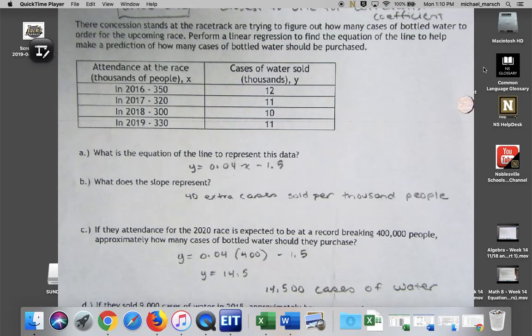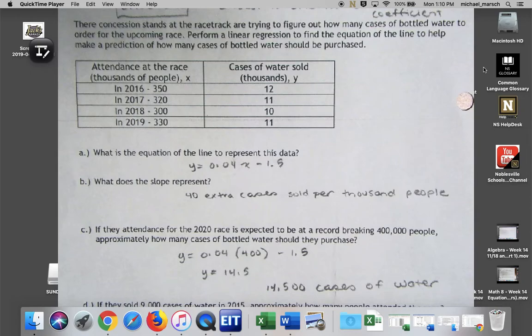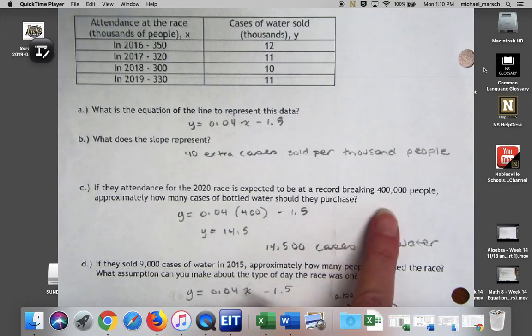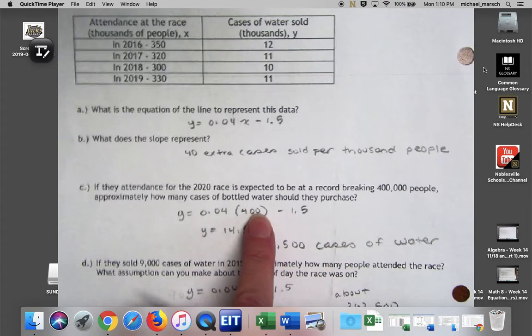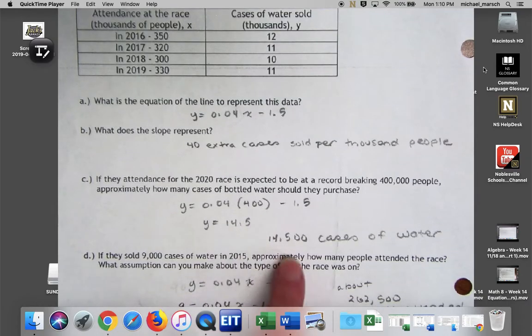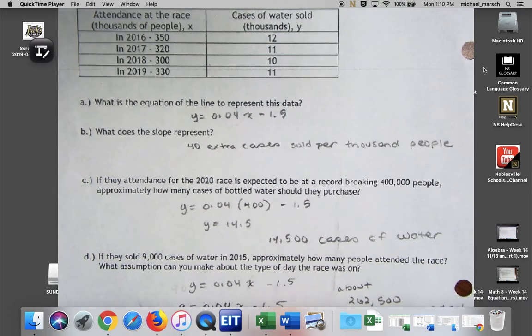Okay, but if you converted it to thousands, like if you multiply both of those by thousands, because it's in thousands, then you would have 40 per thousand people. Right? So then how many do you need if there's going to be 400,000 people there? So I put 400 in for X. I got 14.5. Again, convert that to thousands, so you would need 14,500 cases of water.